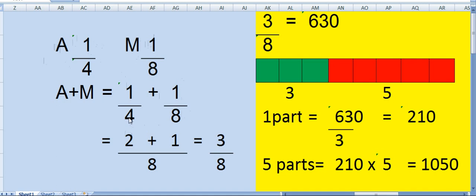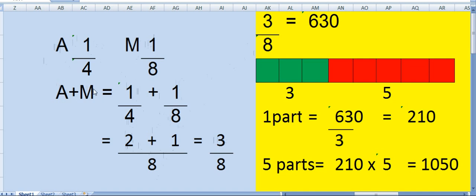First check if any LCM is available. Yes, the LCM of 4 and 8 is available: 8. 4 twos are 8. So 1 into 2, 2, plus this 1, and the denominator is common. So it becomes 3 upon 8. It means he has spent 3 upon 8 of the amount on apples plus mangoes.